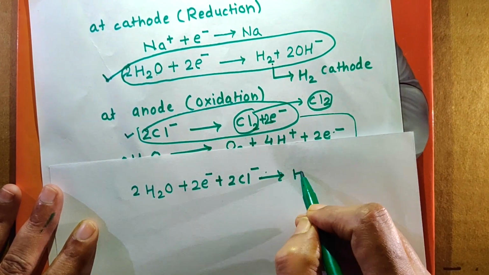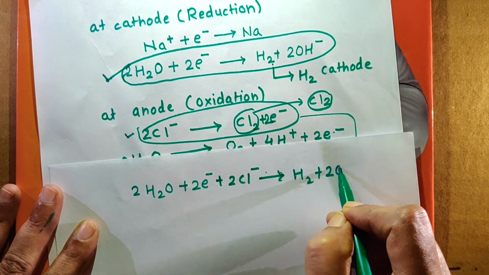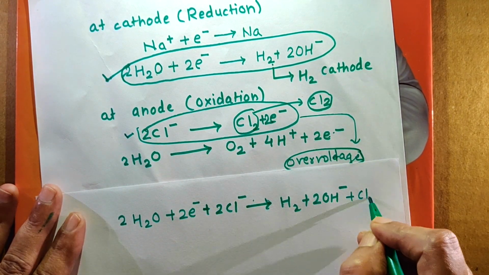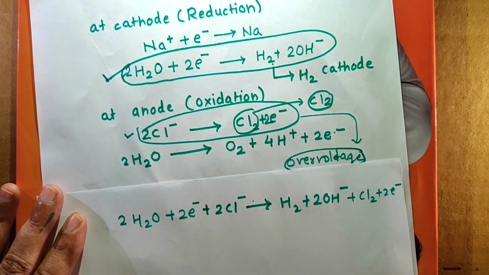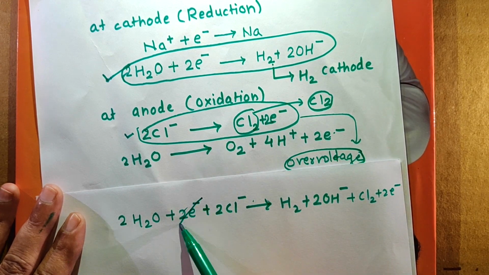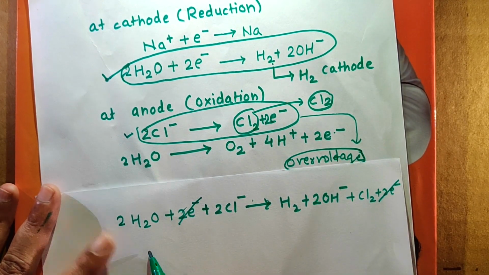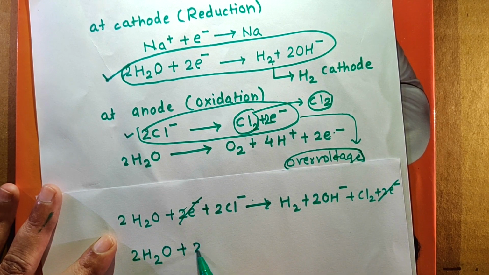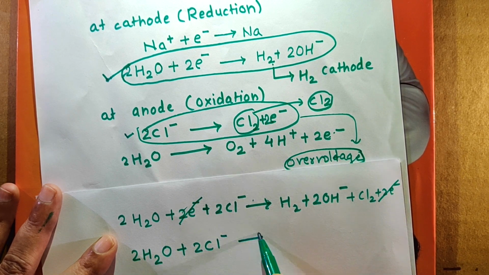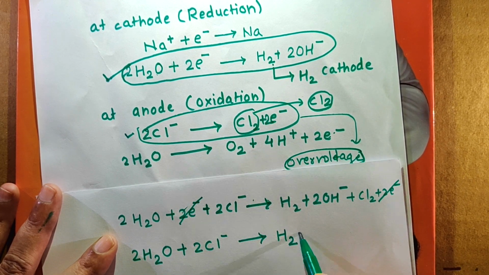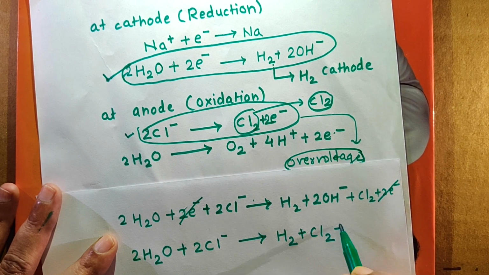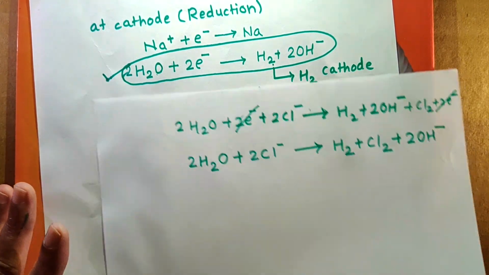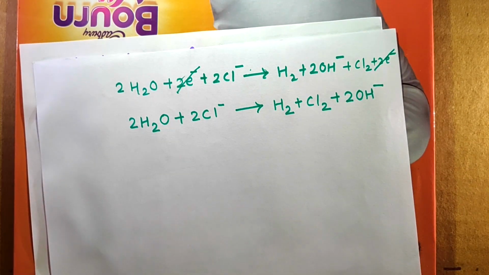Here H2 plus 2 OH minus plus Cl2 plus 2 electrons. So what will happen here? These 2 electrons will be cancelled, and so the net cell reaction is 2H2O plus 2 Cl minus will give H2 plus Cl2 plus 2OH minus. So remember the net cell reaction in the electrolysis of aqueous NaCl.